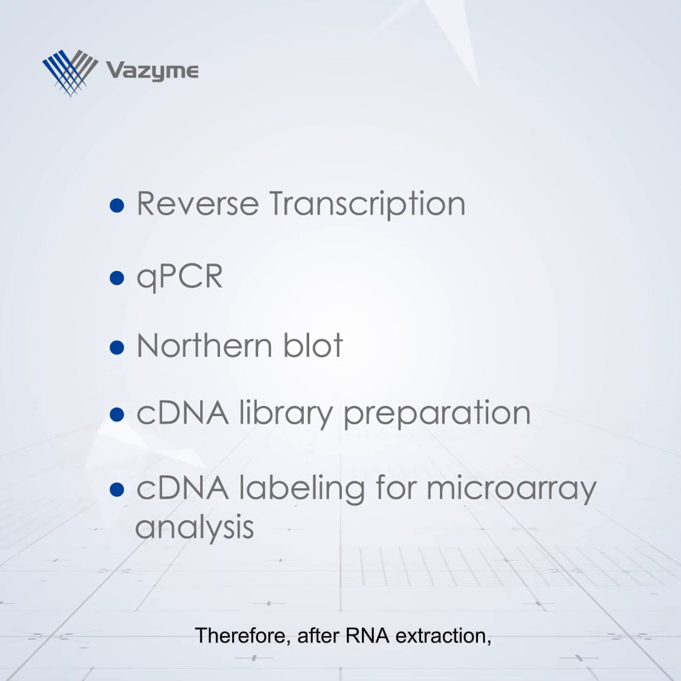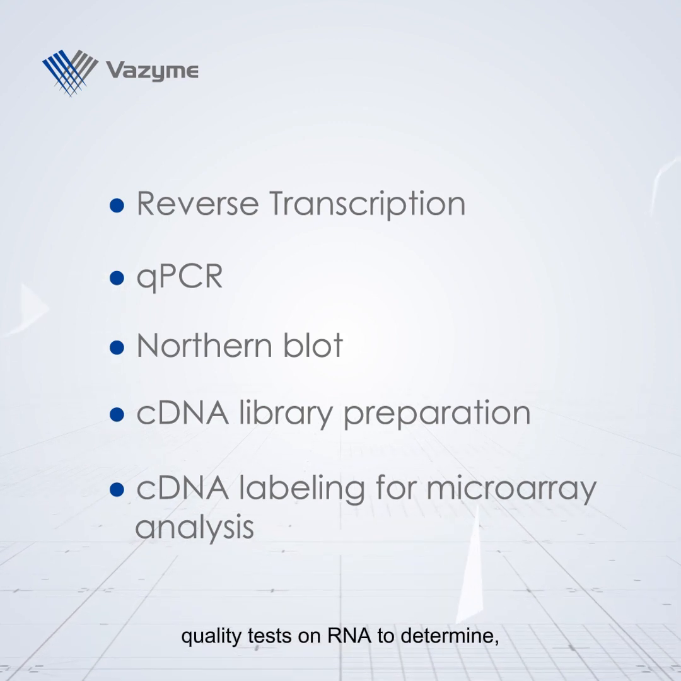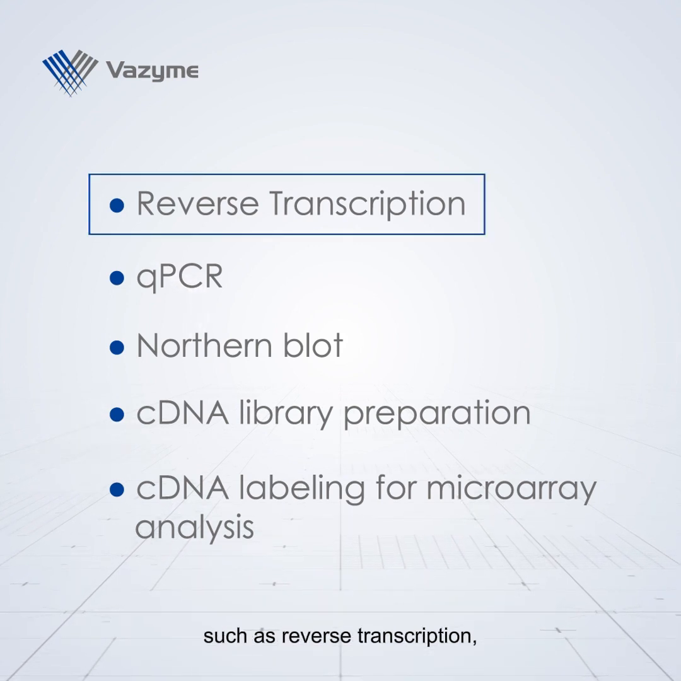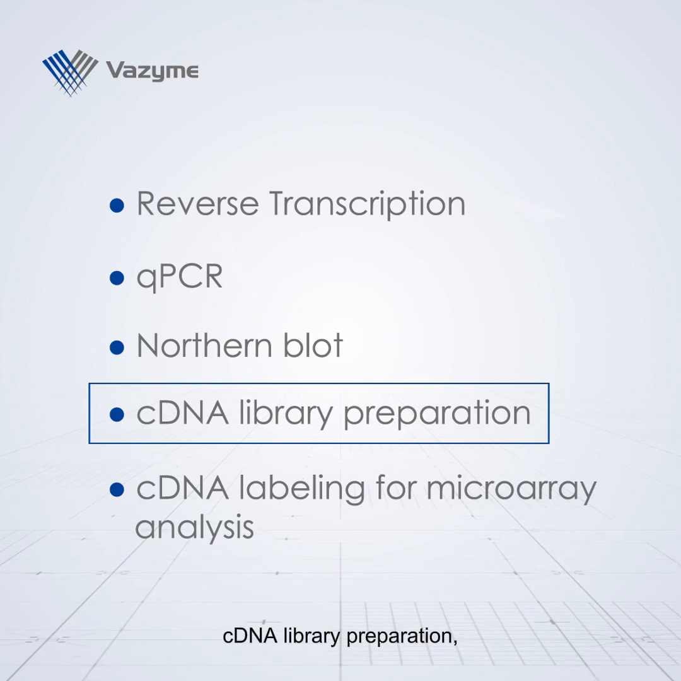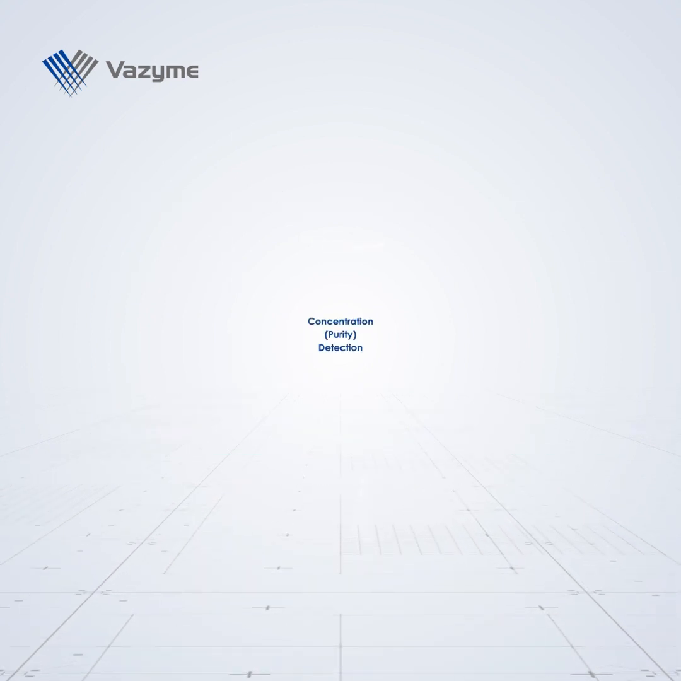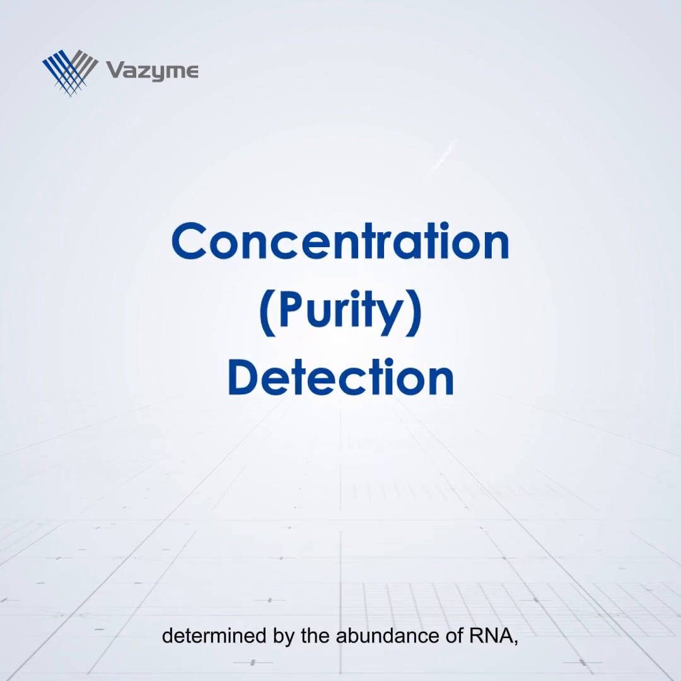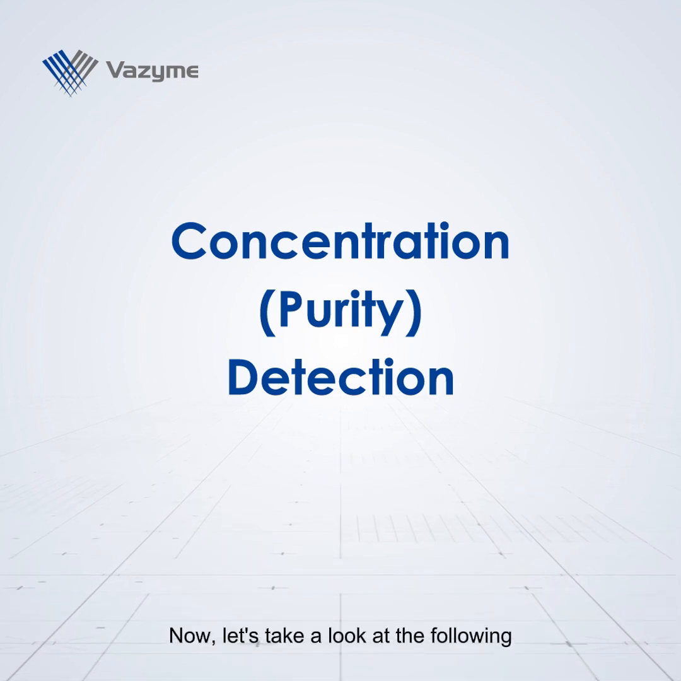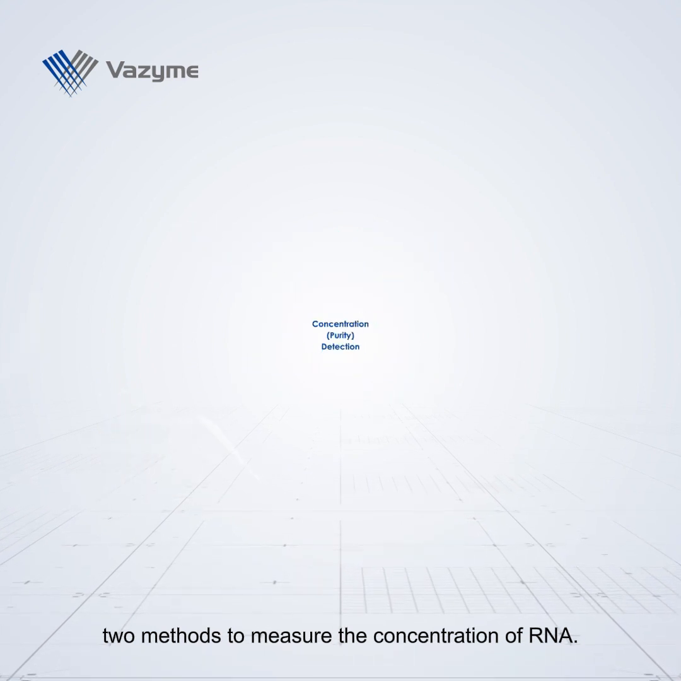Therefore, after RNA extraction, it is necessary to perform quality tests on RNA to determine whether it meets the requirements of various downstream applications, such as reverse transcription, qPCR, northern blot, cDNA library preparation, and cDNA labeling for microarray analysis. The yield of RNA is highly tissue-specific, determined by the abundance of RNA in different tissues and the difficulty of RNA extraction. Now, let's take a look at the following two methods to measure the concentration of RNA.